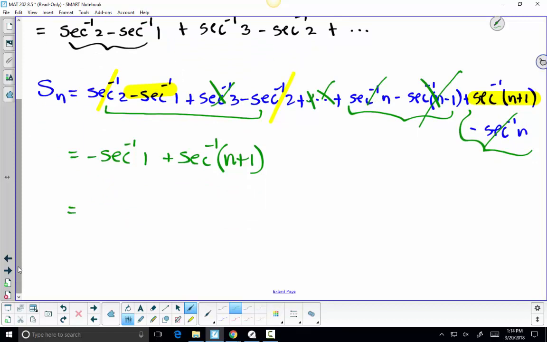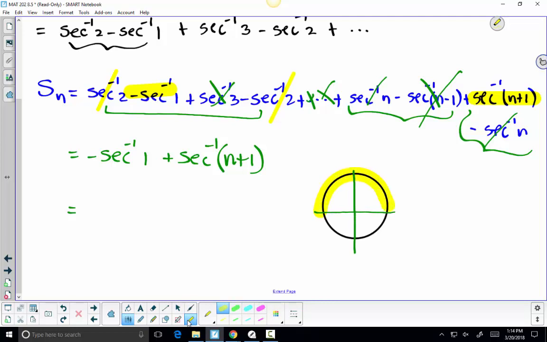So let's take a look at a circle. Whoops, that's not a circle. Take a look at a circle. And when we think about a unit circle, inverse secant is like inverse cosine. It's an angle on the top half of the circle. Every inverse trig function is an angle.